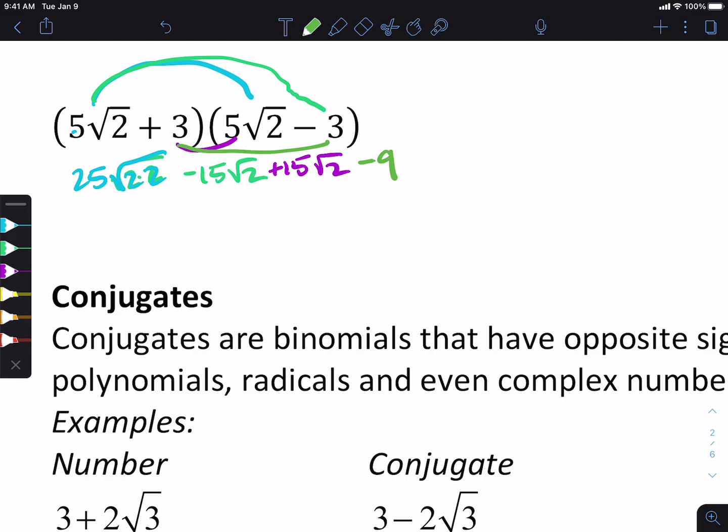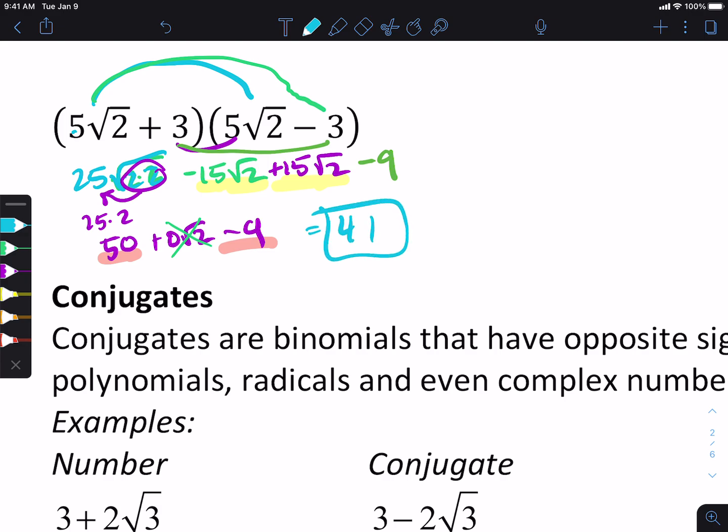Okay. So the 2's are a pair that come out, so we do 25 times 2, which gives us 50. These are like terms, and in this case, they go to 0, so this will be plus 0 root 2, and then minus 9. Well, I don't actually have to write this, right, because that's just 0. So notice we also have like terms with the 50 and the 9. So if I do 50 minus 9, it gives us 41. So our final answer is 41.